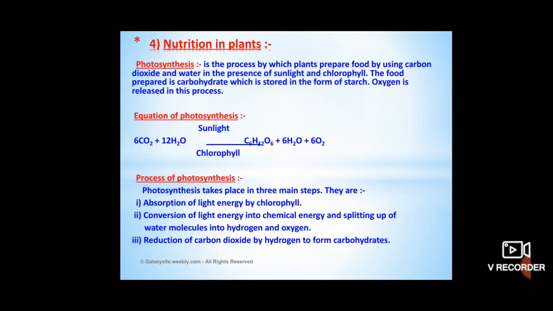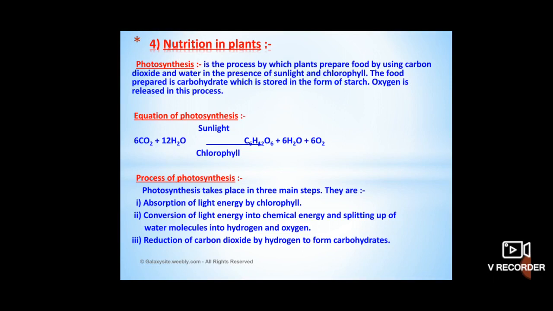So as we know, in the presence of carbon dioxide and water, plants prepare their own food with the help of photosynthesis. So how will the chemical process take place here? It is very important. Children, you must note down this chemical equation.